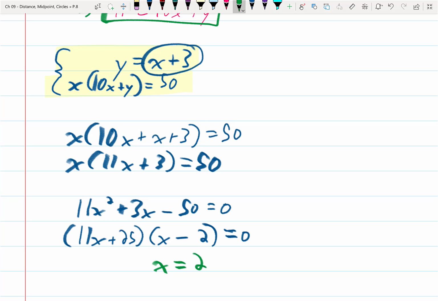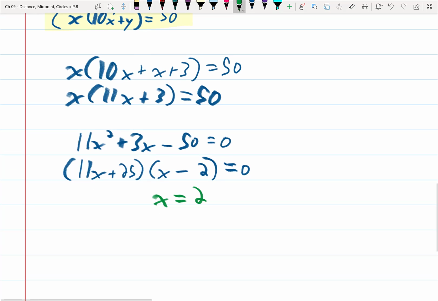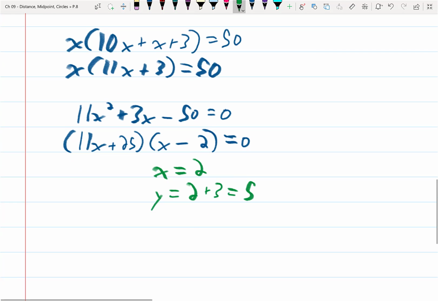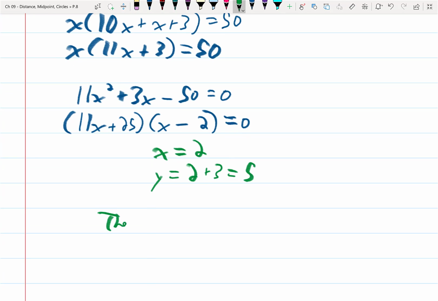X is a digit. Digits are 0, 1, 2, 3, 4, 5, 6, 7, 8, 9. We're dealing with whole numbers between 0 and 9 inclusive, because they're digits. They're actual place digits. So x is 2. When x is 2, y is 2 plus 3, so y is 5. And what's the number?